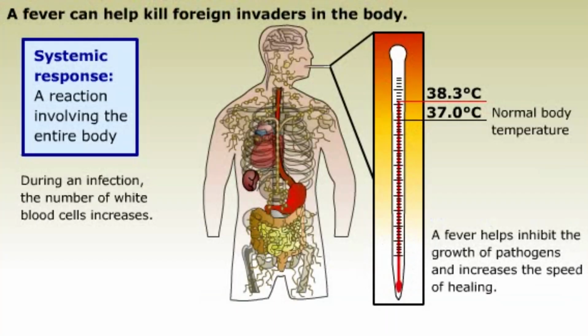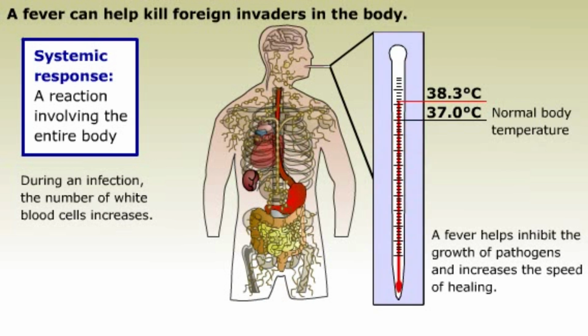In addition to local inflammation, there may also be a systemic response involving the whole body. For example, chemical signals from the inflammatory response can increase the production of white blood cells to help fight an infection. This is the body's way of calling in extra reinforcements.